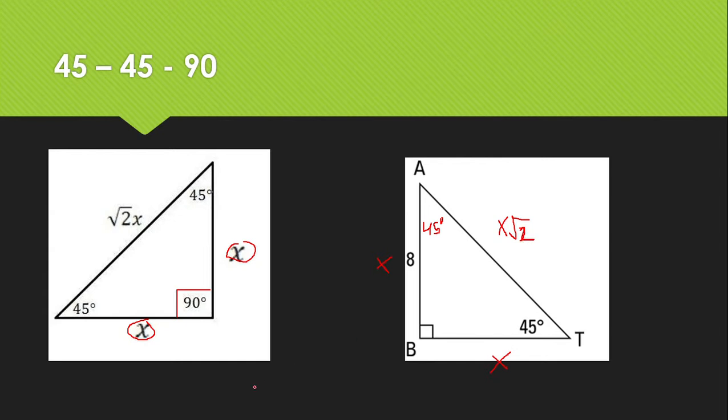So now that I've done that, I can actually label the sides. It tells us that this side is 8. That means that x equals 8. X equals 8. I'll write that in blue here. So then that means the other side with an x, that's also going to be 8. And my side that's x root 2, since x is 8, this is going to be 8 square root 2.